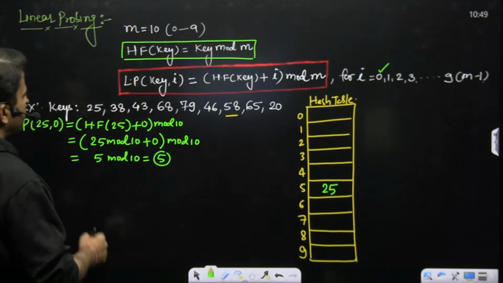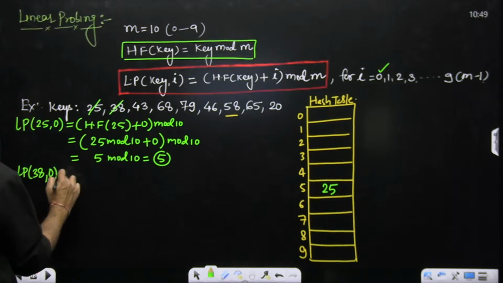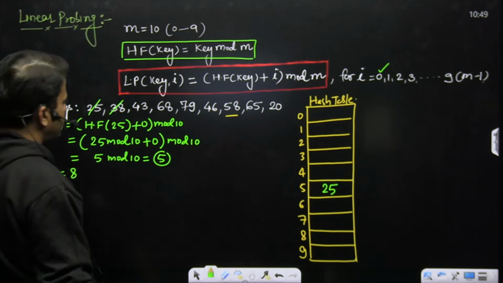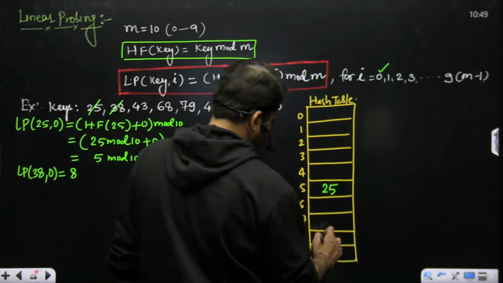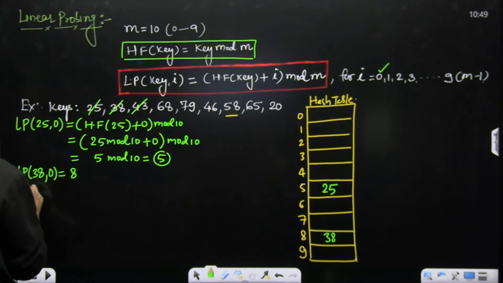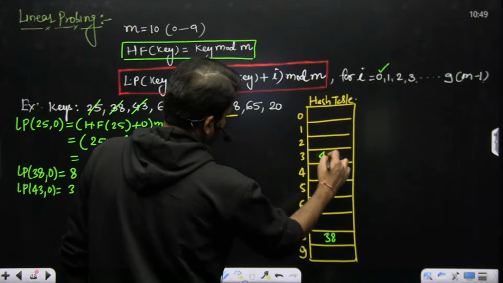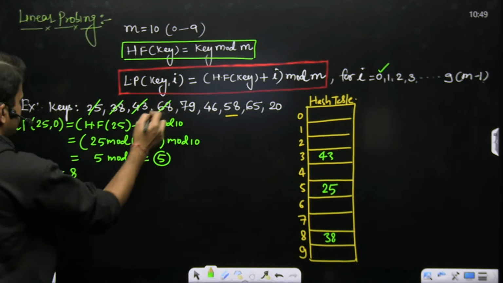Okay. Similarly, what about 38, sir? Similarly, student, 38 comma 0, sir, it gave what, sir? 8. Directly अब आप कर लेंगे बच्चे. 38 आ गया इस पर. 43, sir, linear probing, 43 comma 0, it will give 3. So 43 is stored at this index, student, right? What about 68?